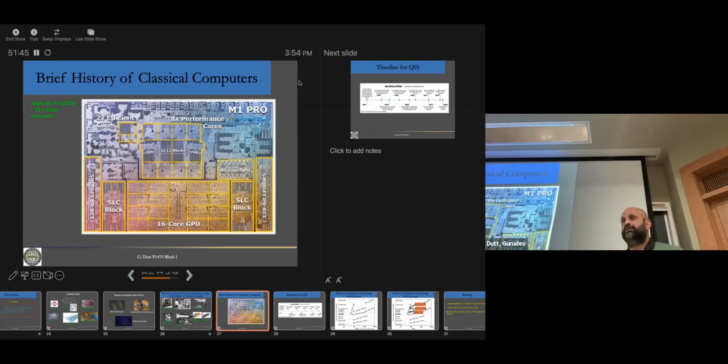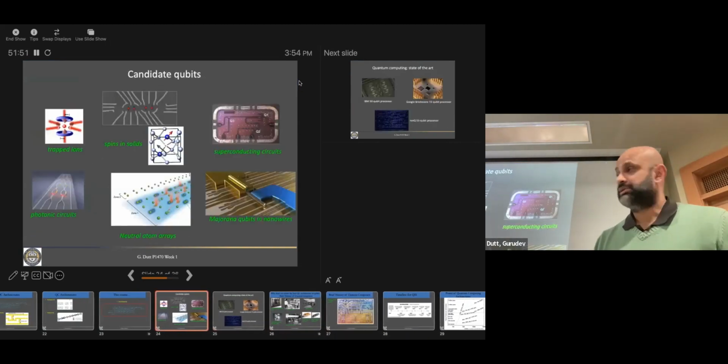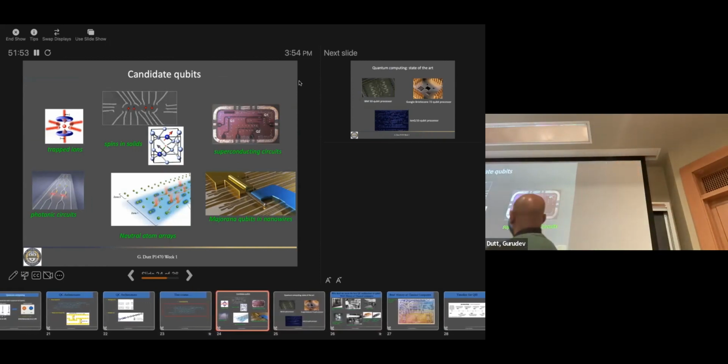Okay, it turns out the spins that I was showing you here. Let's go back a little. The spins in solids, there are two types. In silicon, there are some spins. Those also have to be cooled, but they tend to have much longer coherence times.